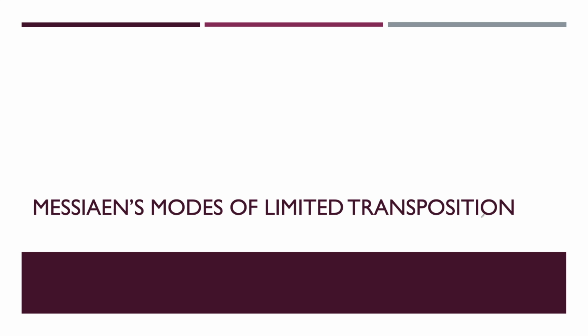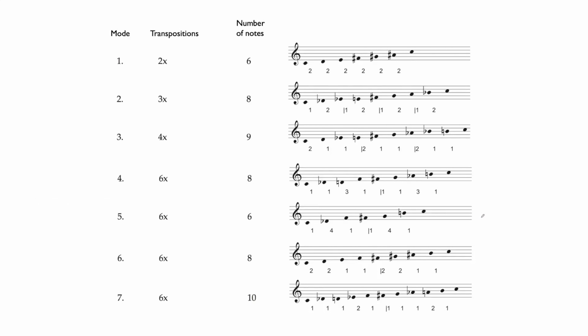Messiaen's modes of limited transpositions are other very famous scales in the music of the 20th century. There are 7 modes, and the first one is a whole tone scale. You can transpose it only 2 times, including the original version. In Messiaen's terminology, this is the first transposition, and if you write it on C sharp, then this is the second transposition. And if you transpose it again on D natural, we will get the same scale beginning with D.